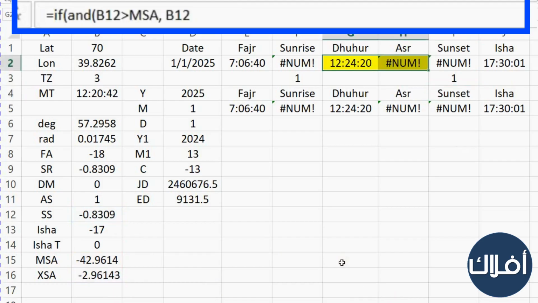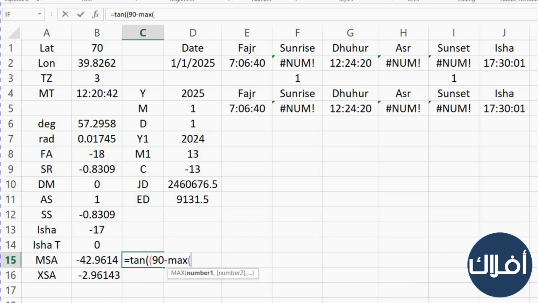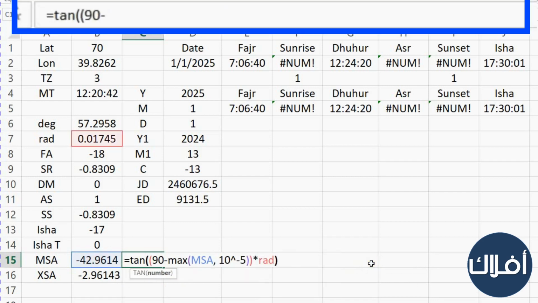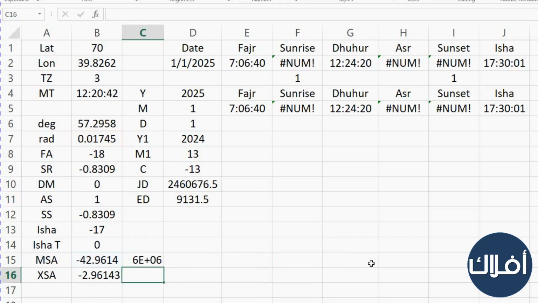Dhuhr prayer is never a special case. We can always calculate Dhuhr prayer time, and Asr prayer time is calculated using the shadow of the noon time. So first we need to calculate the shadow length at the lowest elevation of the sun as tan of 90 minus the maximum of MSA or 10 to the power minus 5, all multiplied by radian. We use the maximum here because there is no shadow when the sun is below the horizon, and we use a small angle of 10 to the power minus 5 because tan 90 is undefined.